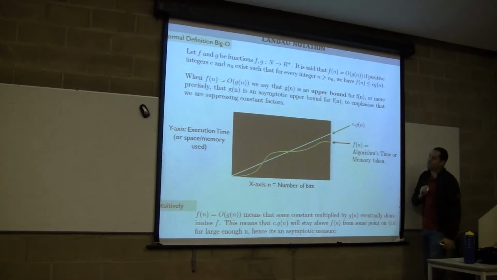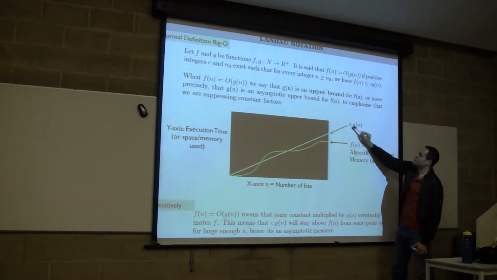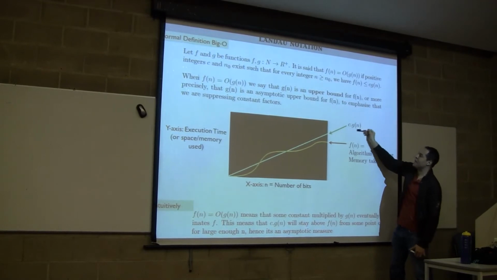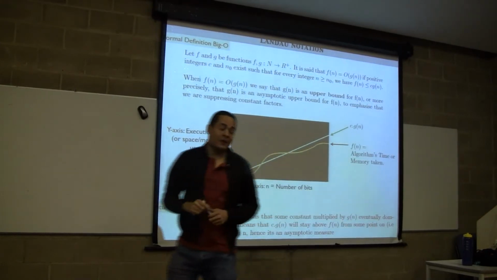Once you find that function that bounds it, what you're saying is that this time step, or the memory used, is of order g(n). So you're just interested in asymptotic values in some sense.